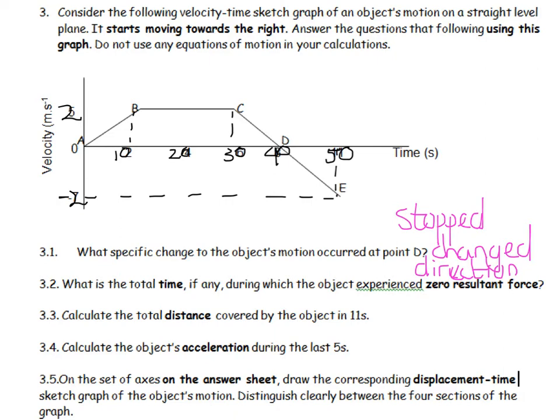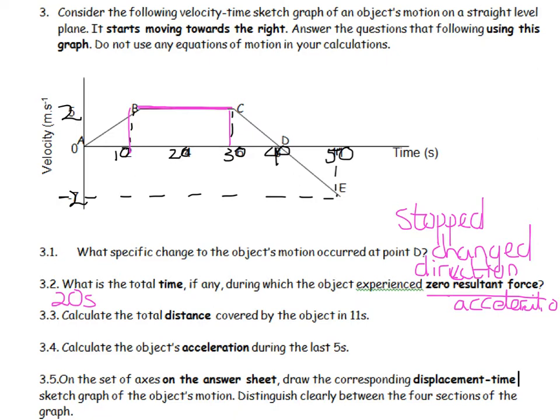What is the total time where the object experienced 0 resultant force? 0 resultant force means 0 acceleration. And that means that I had to have a constant velocity. There is my area of constant velocity. So it is going to be between 10 and 30 seconds. So it is for a time of 20 seconds.